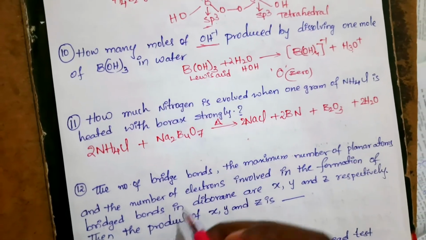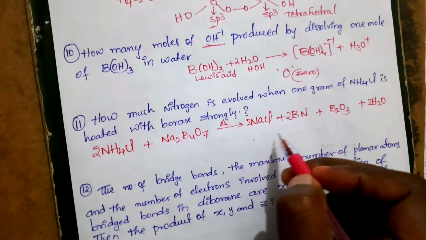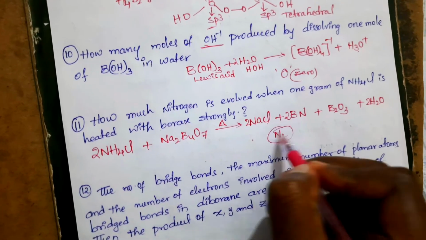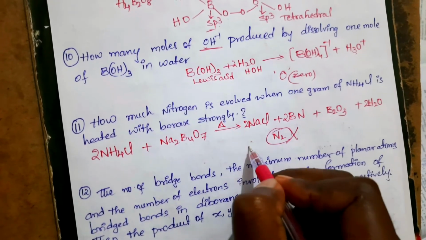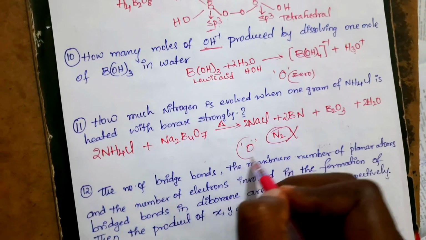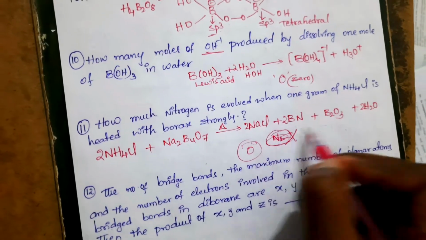Is that clear? Is there any nitrogen formed here? No nitrogen at all. That is how much amount of it will be? 0. 0 amount of nitrogen is formed.